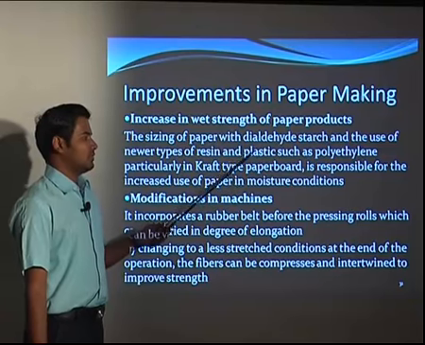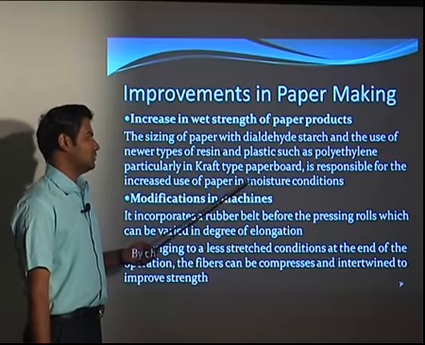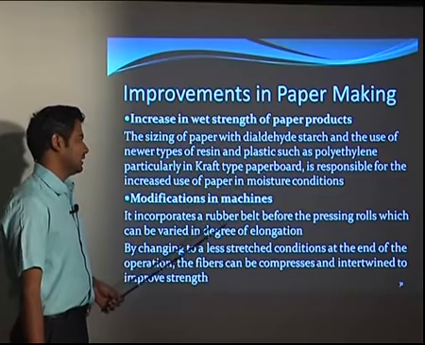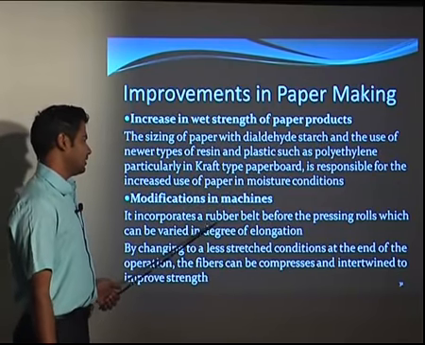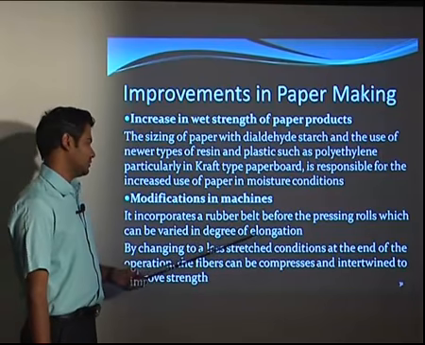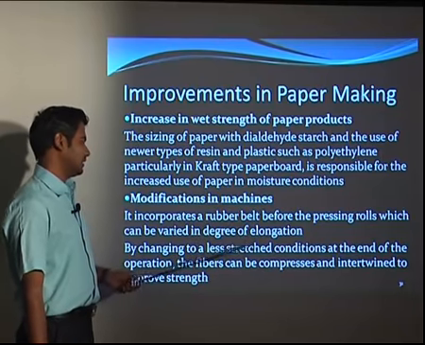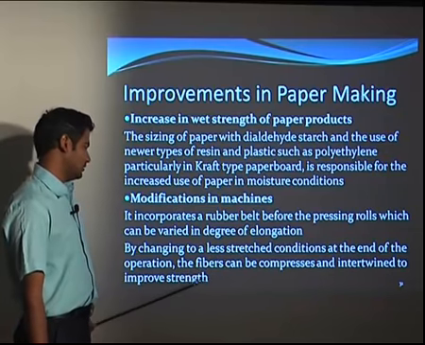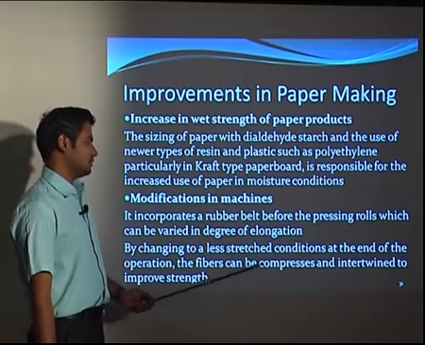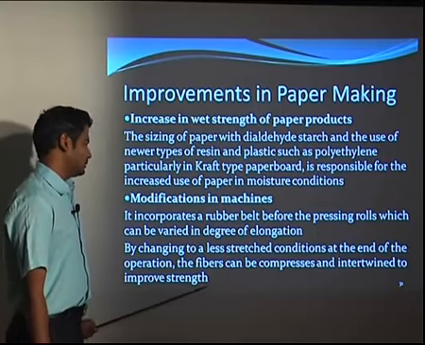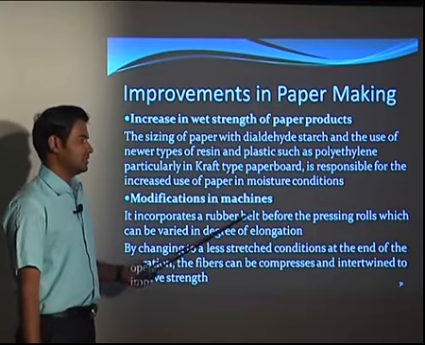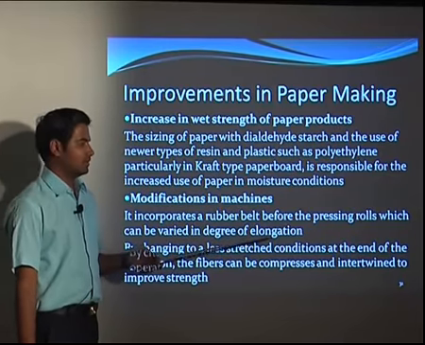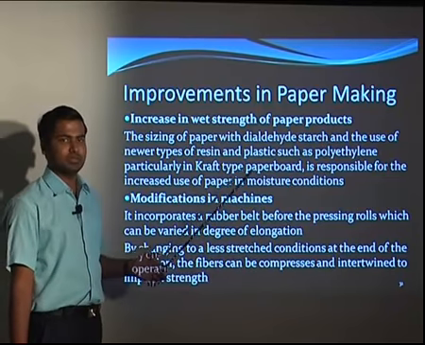So the paper which is formed after adding this one will be moisture repellent. So the moisture absorption rate will be reduced if we add these fillers. Then the modification machine incorporates a rubber belt before the pressing rolls, which can be varied in degree of elongation. And by changing to a list stage condition at the end of the operation, the fibers can be compressed and intertwined to improve strength. So here the modification machine should be such that it can interlock the fibrous material. So interlocking of the fiber material will impart high strength to the paper.